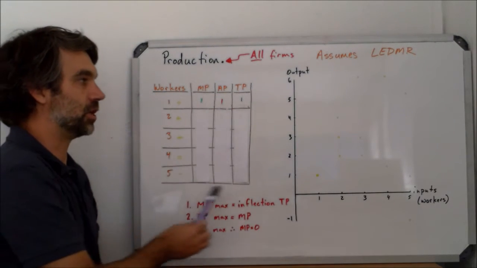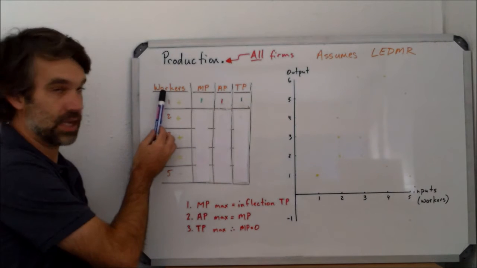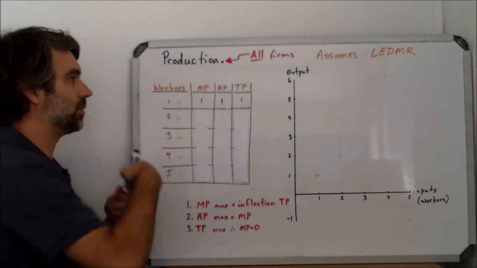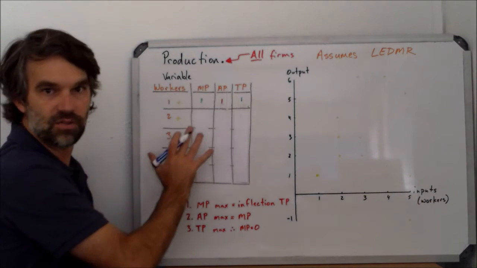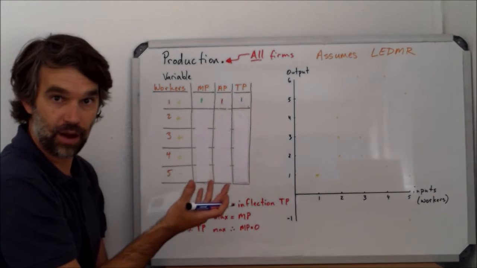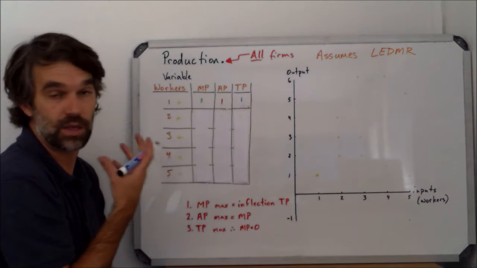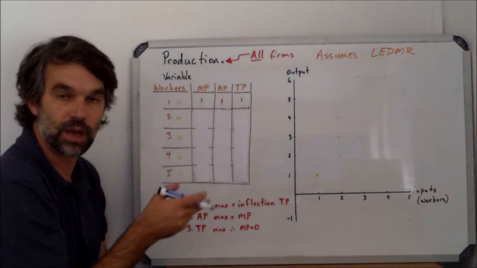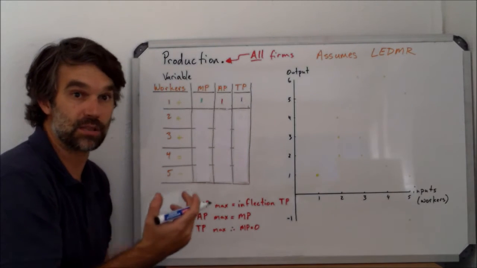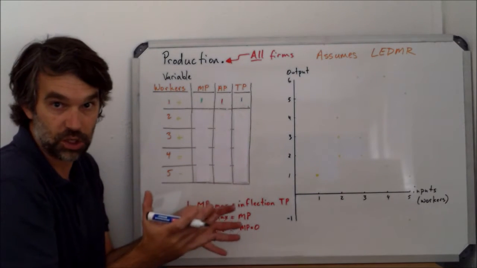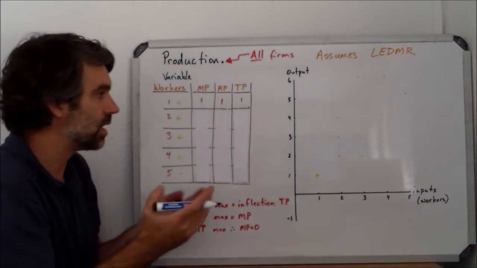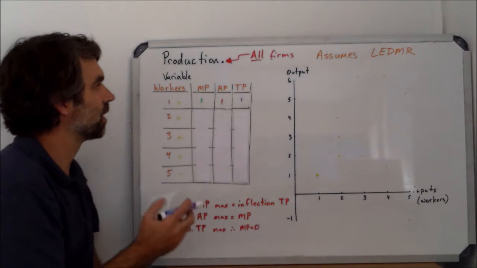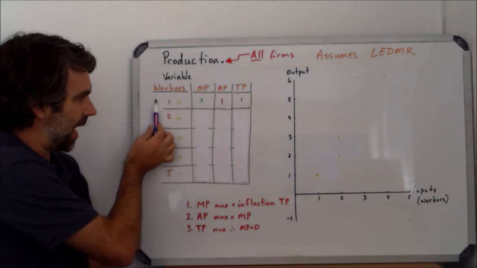Let's start with a schedule. So in this schedule, we've got the number of workers. They're going to be my variable input. You don't see the fixed input on here, and it doesn't matter. Remember, it's the short run, so we assume that there's some fixed input. Again, typically it's going to be space, the size of a workshop or building or office, but it could be anything.